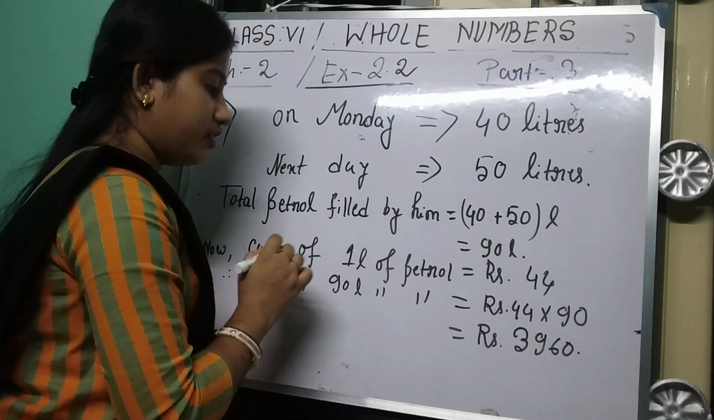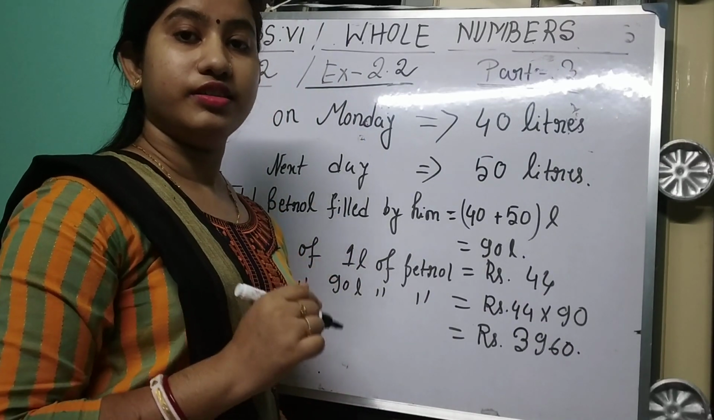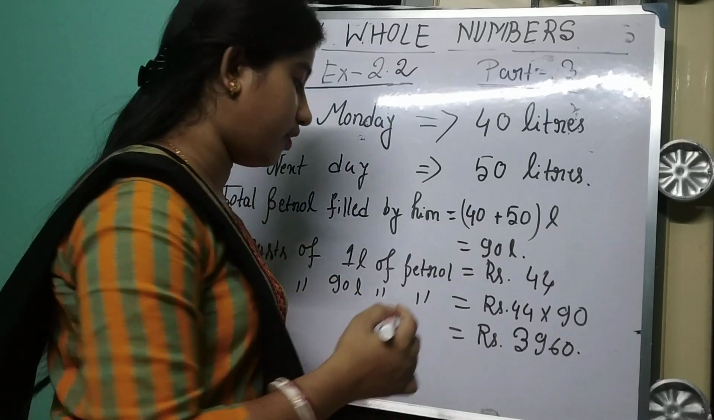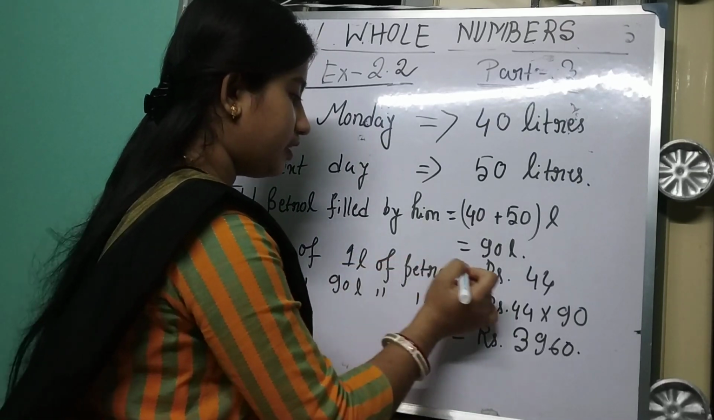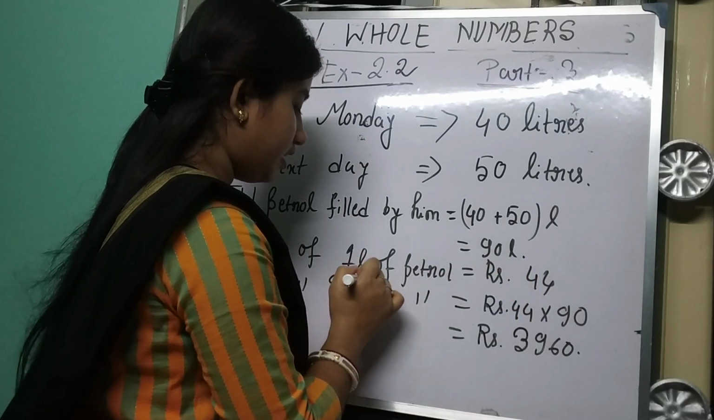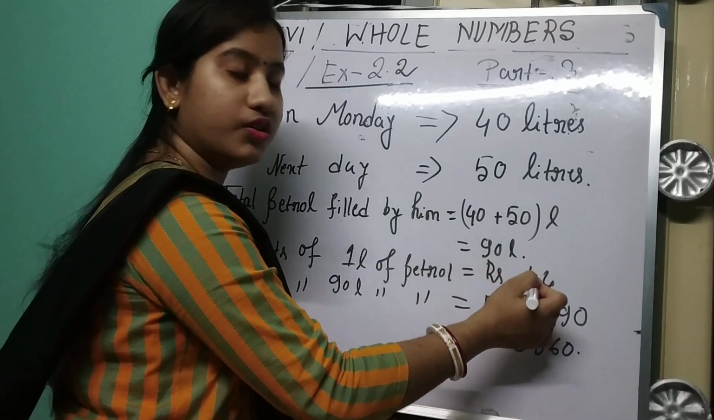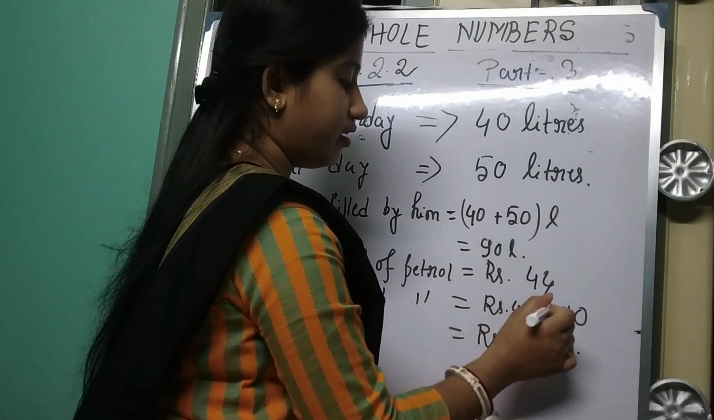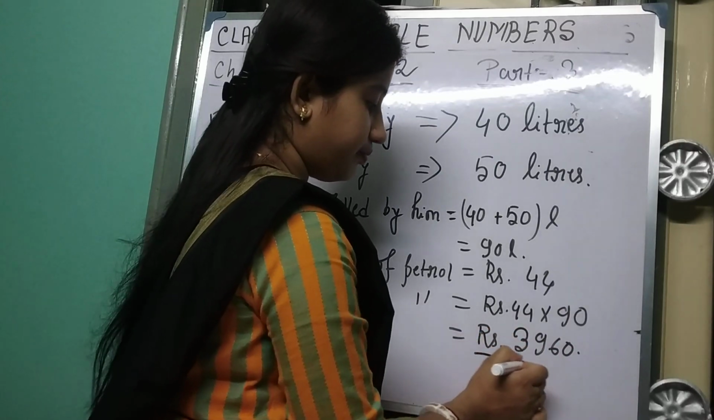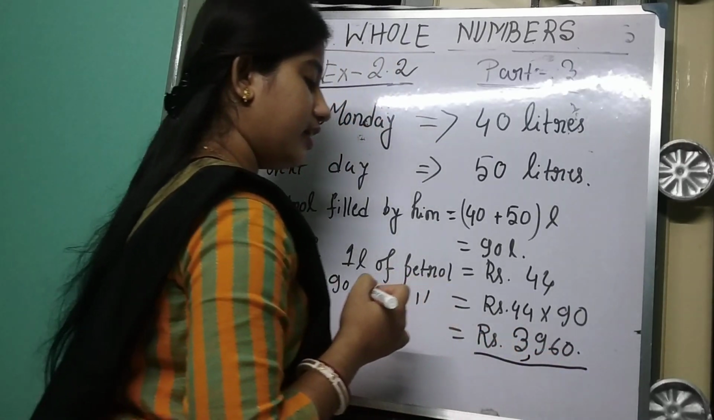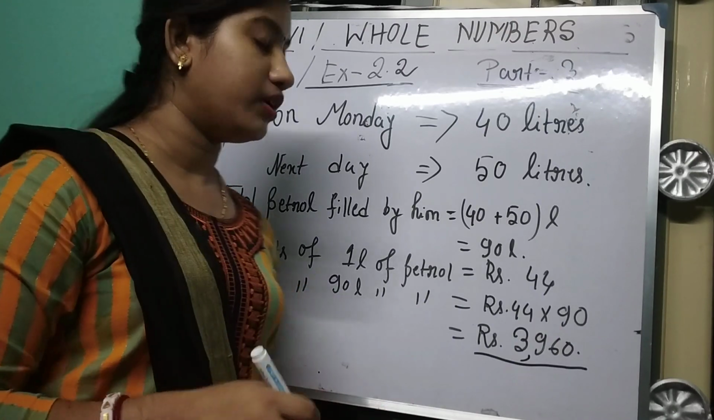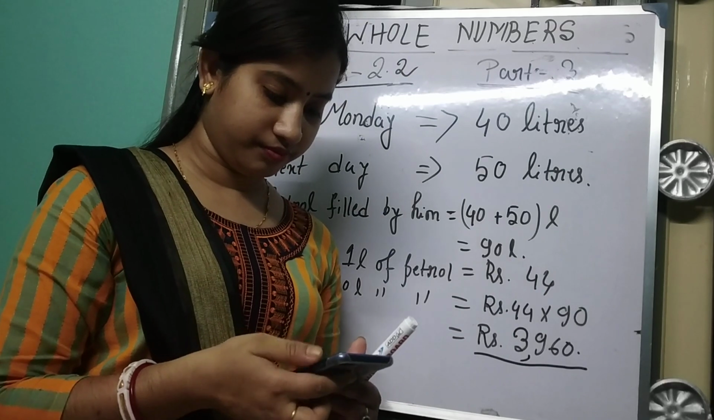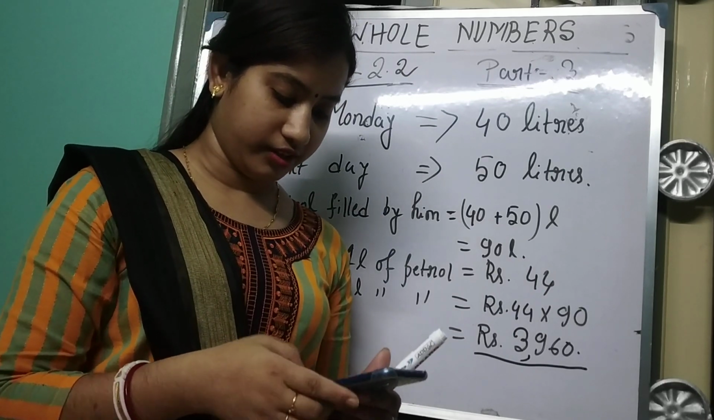Now here the given cost of 1 liter of petrol is rupees 44. Now we find the cost of 90 liters of petrol. So the cost of 1 liter is 44. Now the cost of 90 liters, so we should multiply this by 90. Now we get 44 into 90, that means 3960. This is the total cost, and this is the required answer.